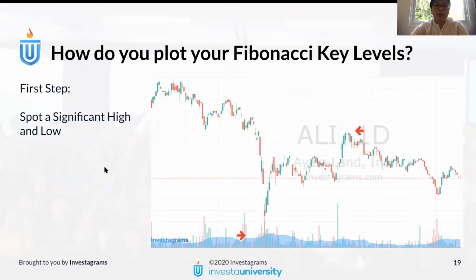So the first step is always to spot 2 points. 2 points meaning a significant high and a significant low. Usually, any trend, even if it's not a very big trend. For example, my example earlier as a support. It was a small uptrend, but it was significant enough. So you first spot the significant high and significant low. This is the significant low, and this is the significant high.